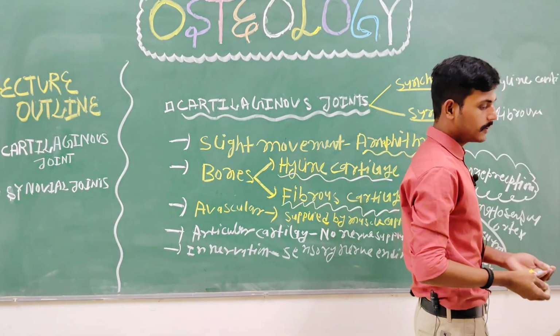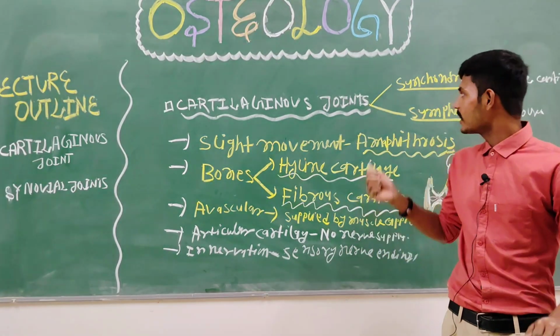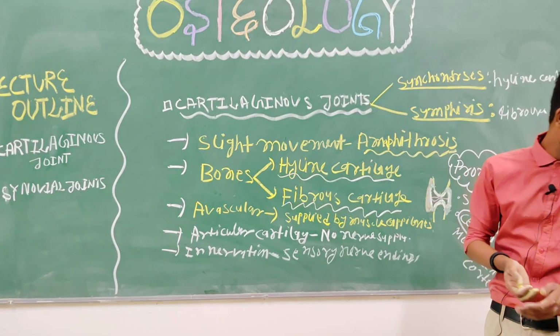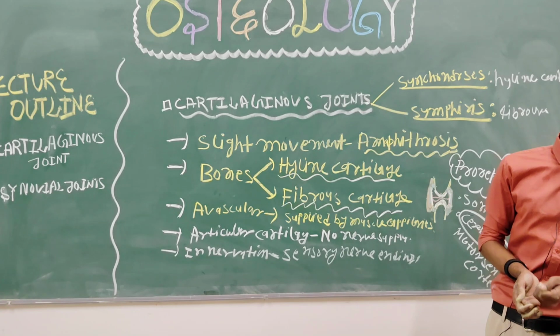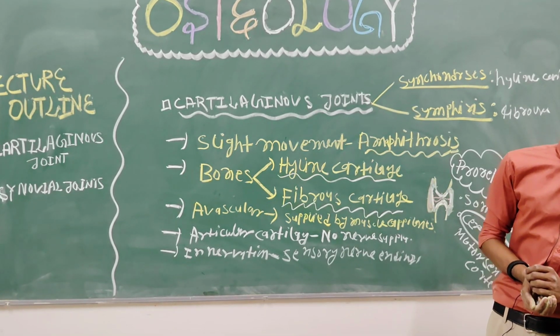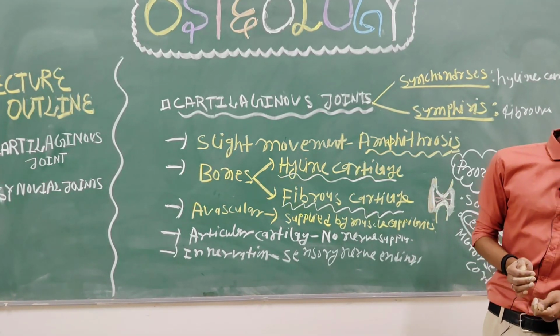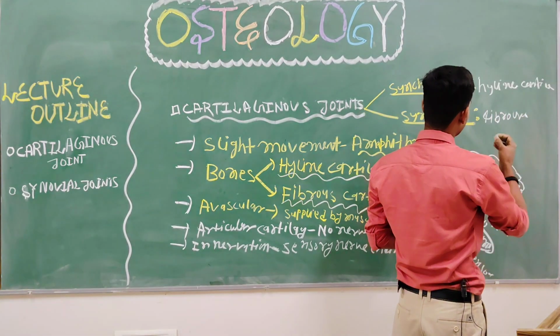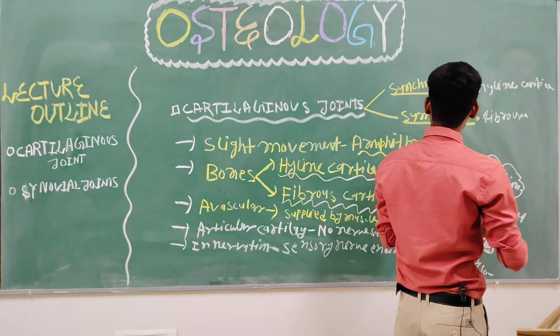Understanding? Now tell me the example. Tell me the example of synchondrosis. The example is the joint between the first rib and sternum. Okay, the first rib and sternum.